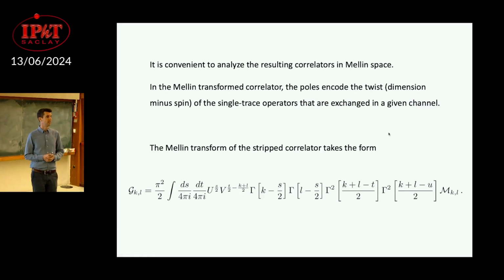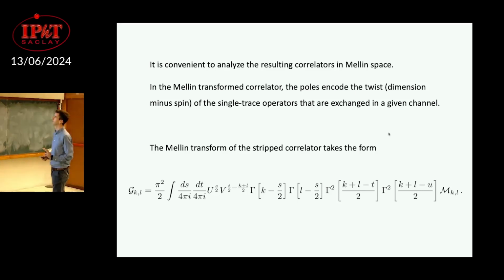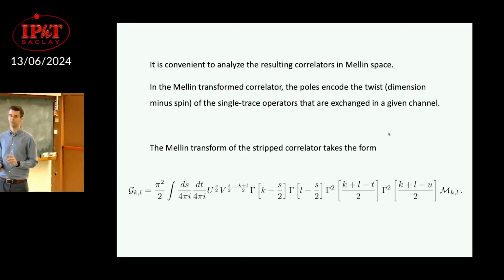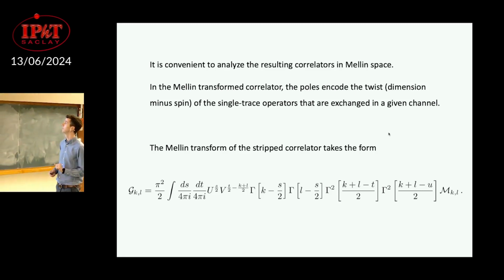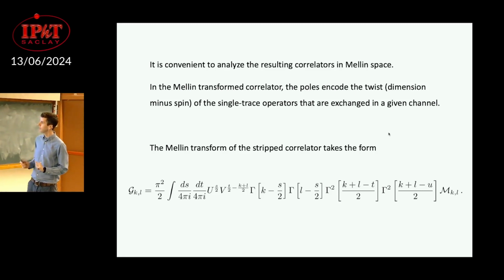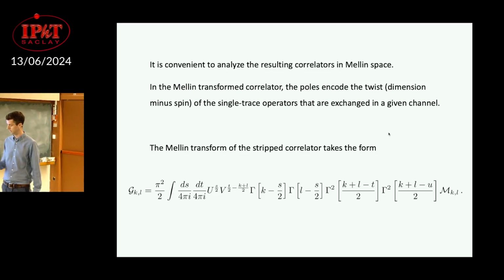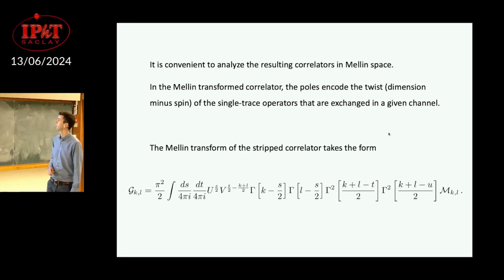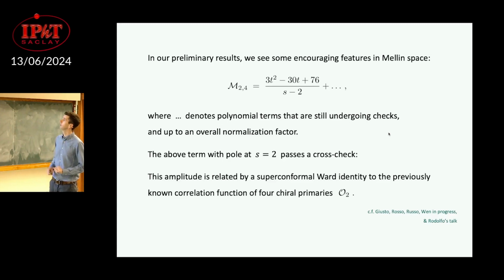It's convenient to analyze the resulting correlator in Mellin space. And in the Mellin transform correlator, just two slides, the poles encode the twist of the single trace operators exchanged in a given channel. And the Mellin transform is given just here. Okay, so this is the last main slide.